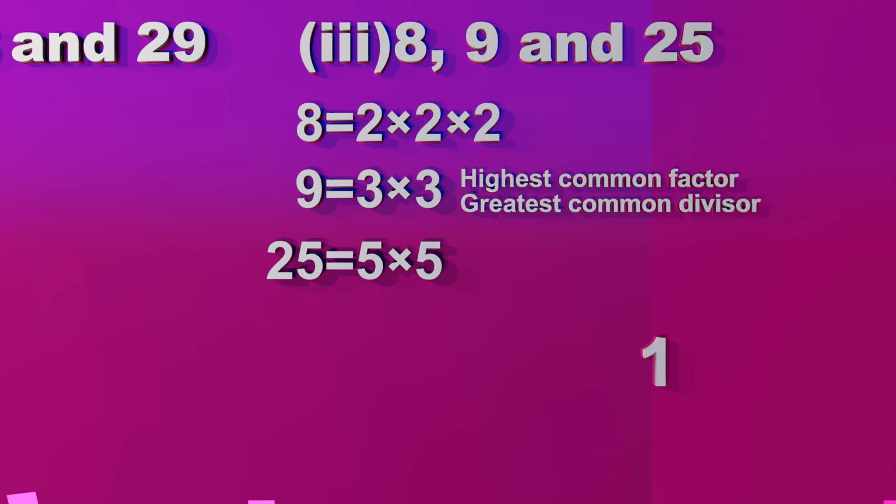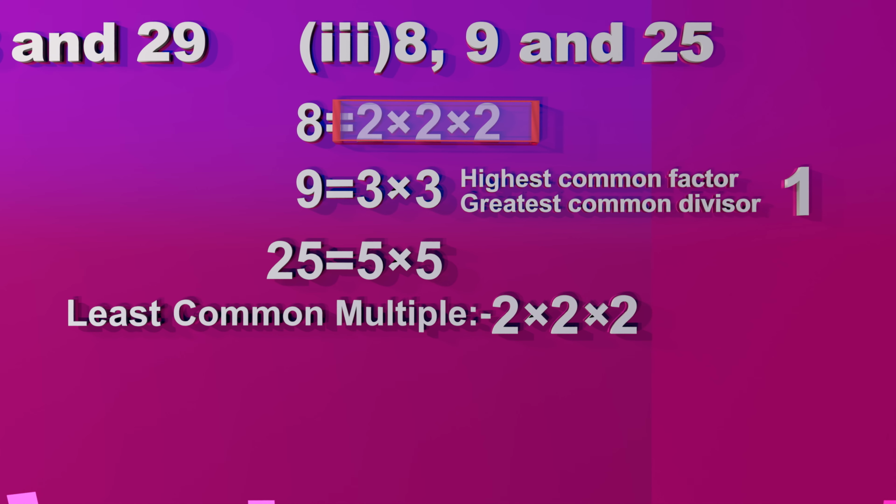So their HCF will be 1 by default. Now what will be their LCM? So we have 3 factors in all these 3 numbers, that is 2, 3 and 5. So we will take the number which has greater power. So 2 is 3 times and hence we will take 2 cube.